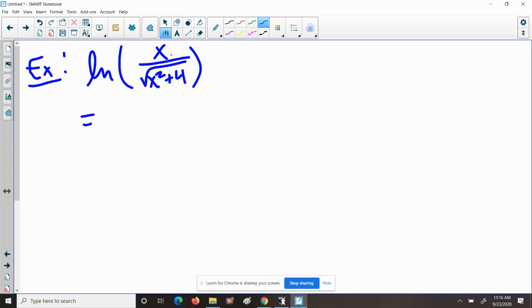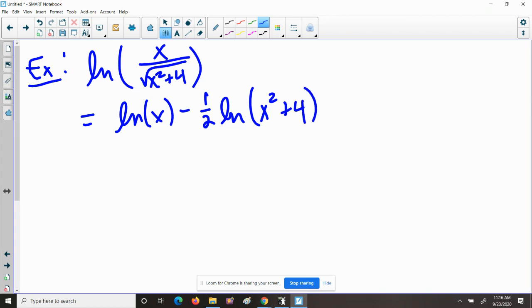First of all, we have natural log of x, and now this is divided, so we can subtract. We have x squared plus 4 that's inside the square root. Remember, a square root is a fractional power. That would be to the power of 1/2. So we're going to pull the exponent out front: 1/2 natural log of x squared plus 4. So this would be expanding this out, and that would make it a lot easier to use this function to take a derivative if we needed to, which we'll get into in a minute.